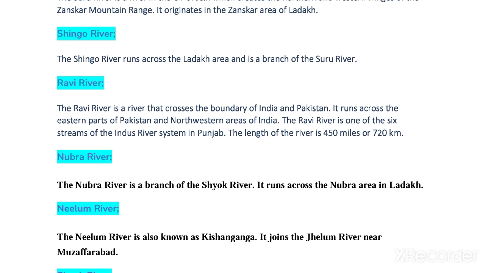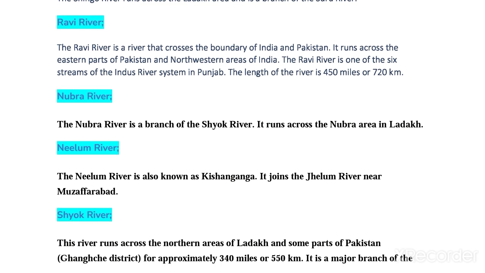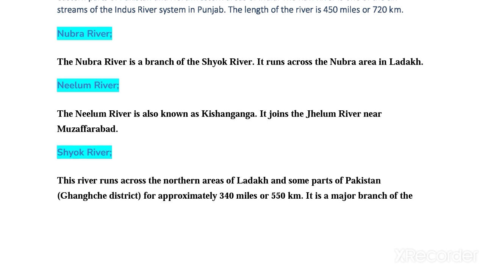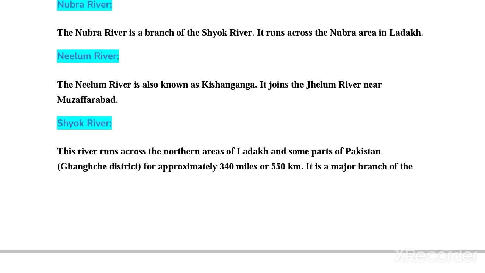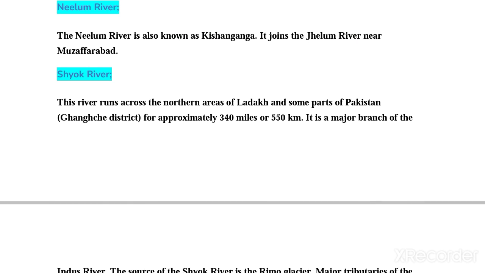Length of River Ravi is 450 miles, that is 720 kilometers in UT Jammu and Kashmir. Nubra River. Nubra River is a branch of Shyok River. It runs across the Nubra area in Ladakh. Neelam River. Neelam River is also known as Kishan Ganga. It joins the Jhelum River near Muzaffarabad.